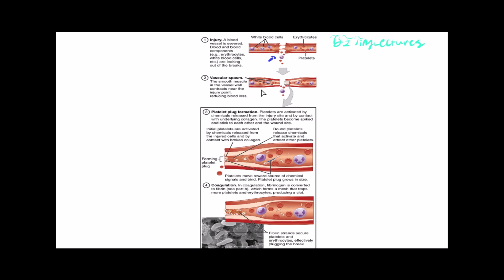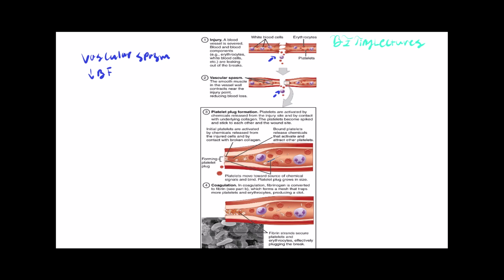So first, we want to cut off the circulation to this area. We want to reduce it. And this is called a vascular spasm. What this does is that it's going to decrease the blood flow to this area. If we decrease the blood flow, we decrease the amount of blood lost.